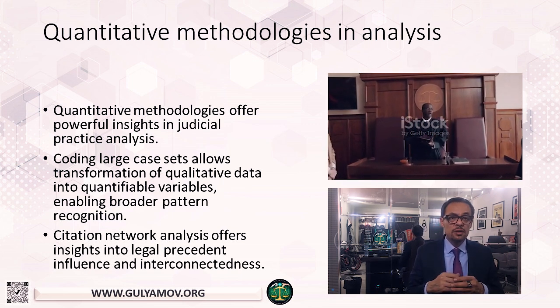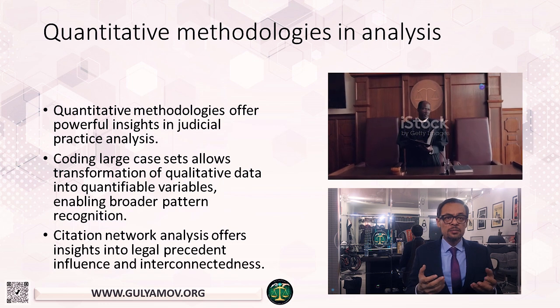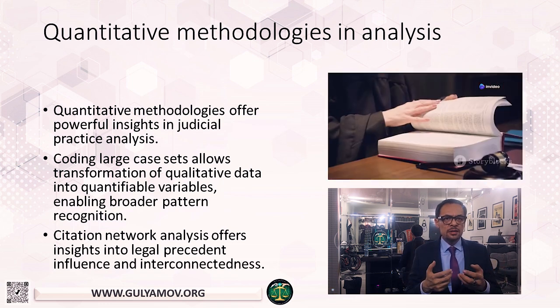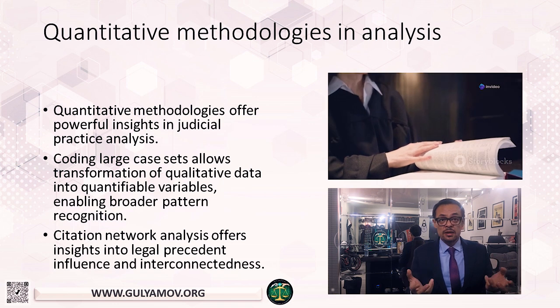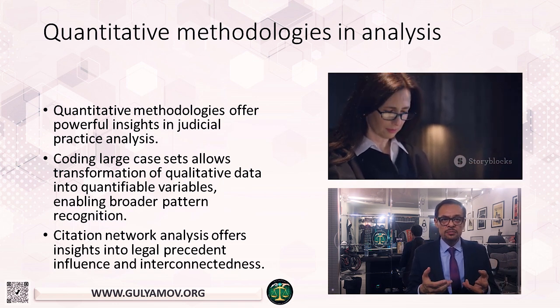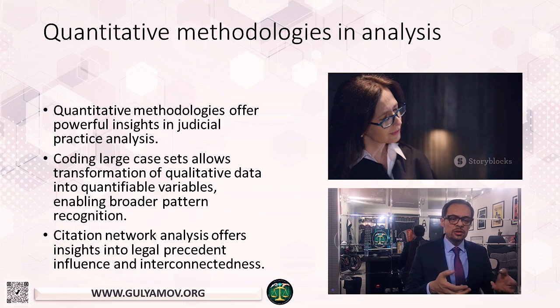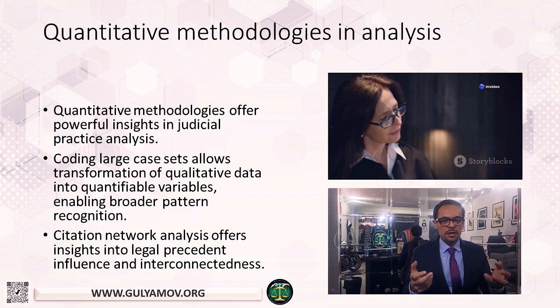These approaches are valuable in analyzing multi-judge courts, where voting pattern analysis can reveal coalitions or ideological alignments. Techniques for quantifying judicial ideology, like Martin Quinn's scores for U.S. Supreme Court justices, assess judicial preference impact on decision-making. Citation network analysis offers insights into legal precedent influence and interconnectedness.